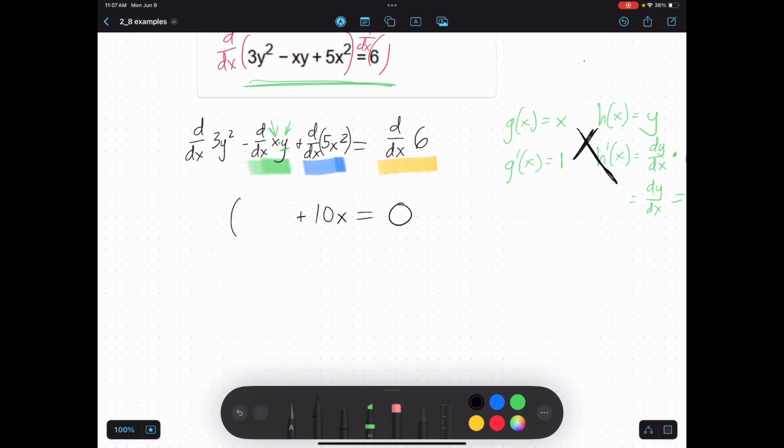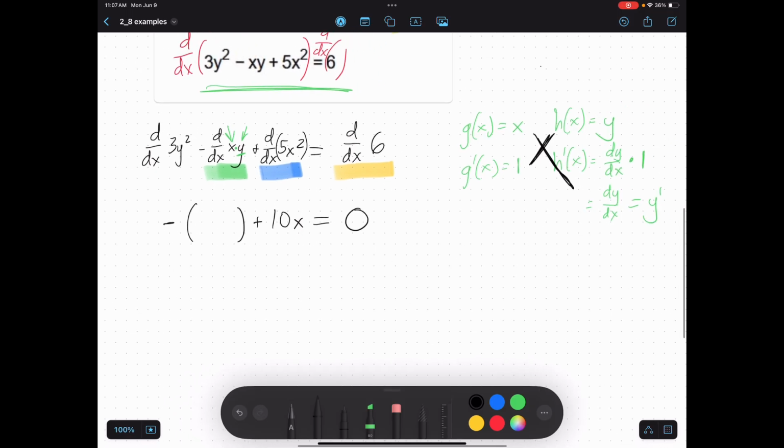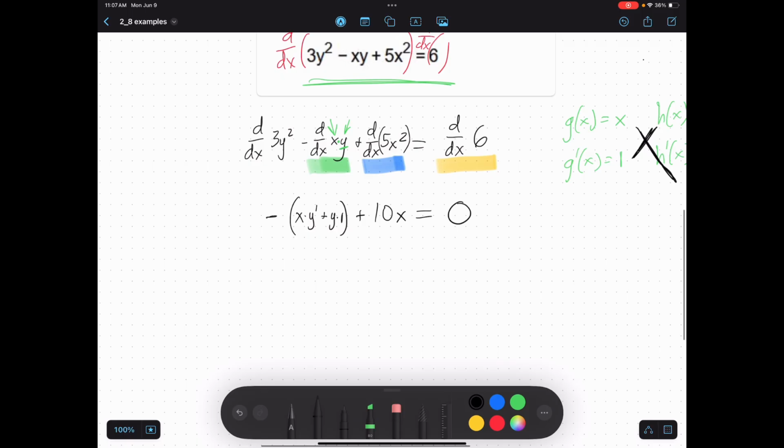So the derivative of this middle portion, I'm going to keep that minus outside the parentheses because there's addition involved with the product rule. I get x times y prime, or dy over dx, plus y times 1. And that's the middle term.